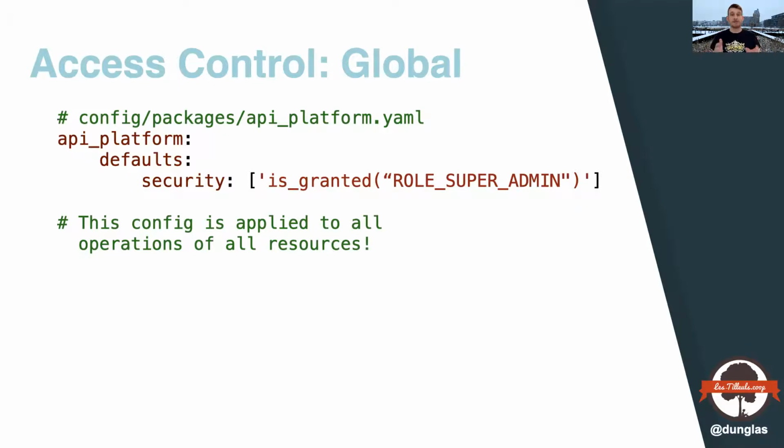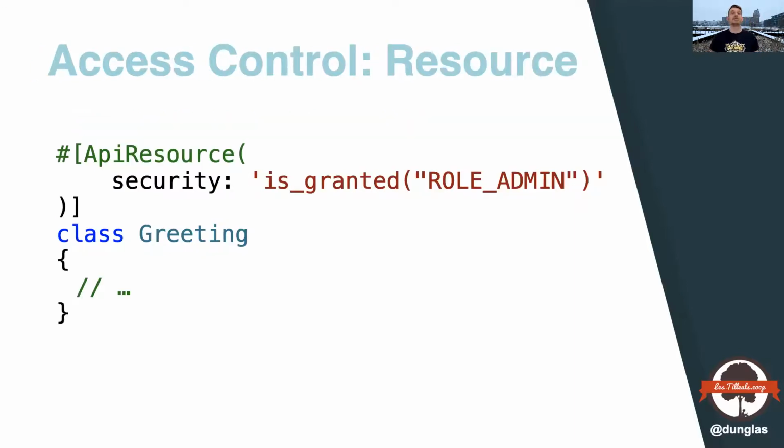In this example, only connected users with the admin role are able to access all the resources. So you can use it now with the new global configuration system. Of course, you can also apply this configuration only to a specific resource. So now you will be able to access the greeting resources only if you are an admin. Other people will get an authorization error from the API.